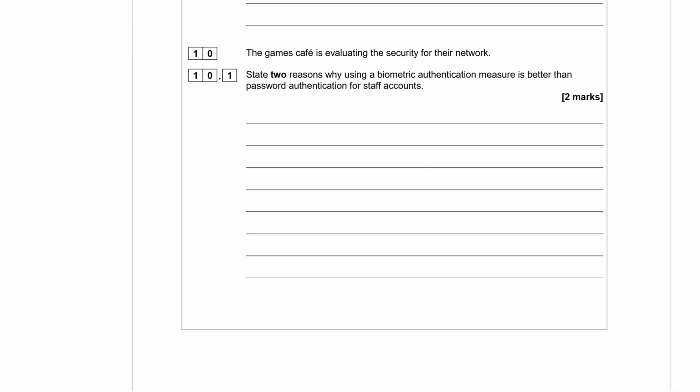So biometrics are measures of our human characteristics, things like our fingerprints, things like our voice, things like our face if it's facial recognition, say. And authentication is finding out whether someone is who they say they are. So a good reason is you can't forget your biometric measure. You can't forget your fingerprint, right? You'll always got it with you. So no risk of forgotten passwords. It does say state here, so I don't need to explain that.